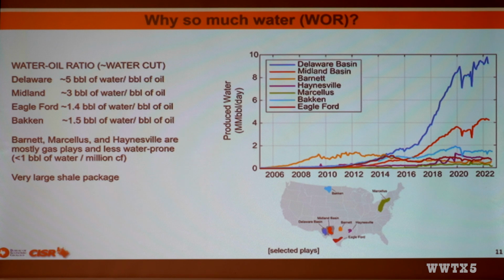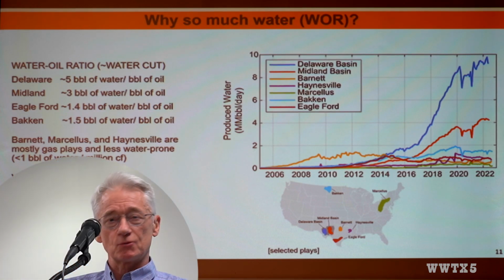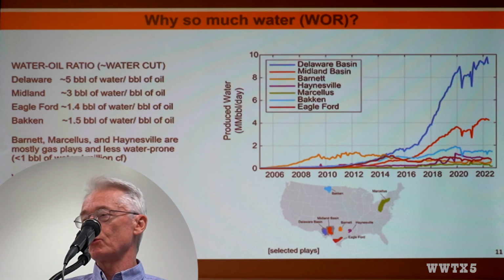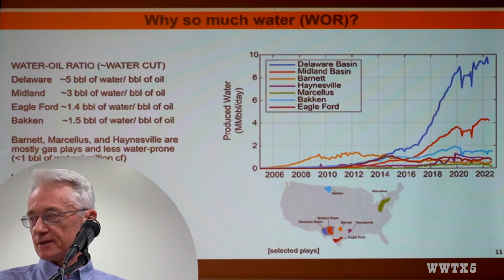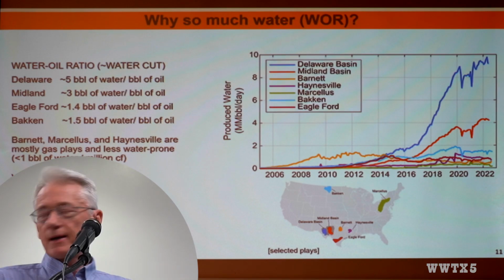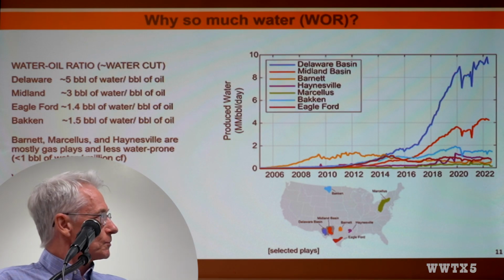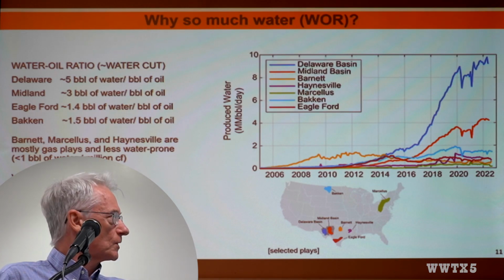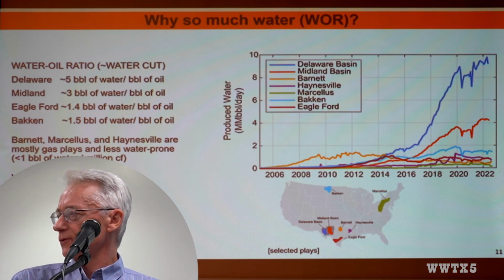So I would like to point out, too, that the amount of water being produced in the Permian Basin is an outlier. It's way too much compared to any other basin in the world. For some reason, especially the Delaware Basin produces a lot of water. And one way we compare the various basins is what we call the water-oil ratio, which is kind of equivalent to the water cut, if you have heard that before.